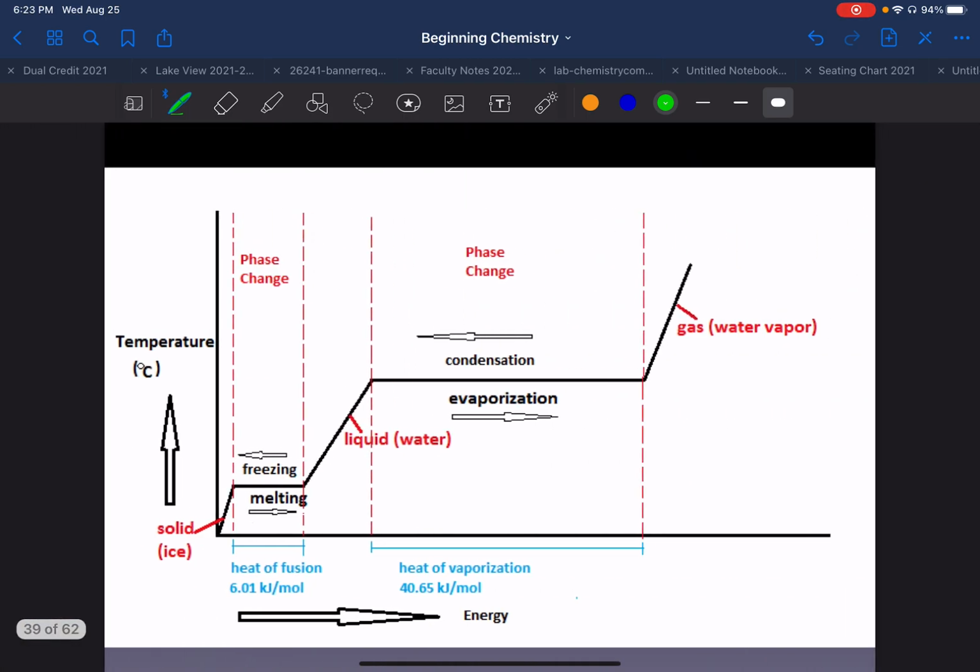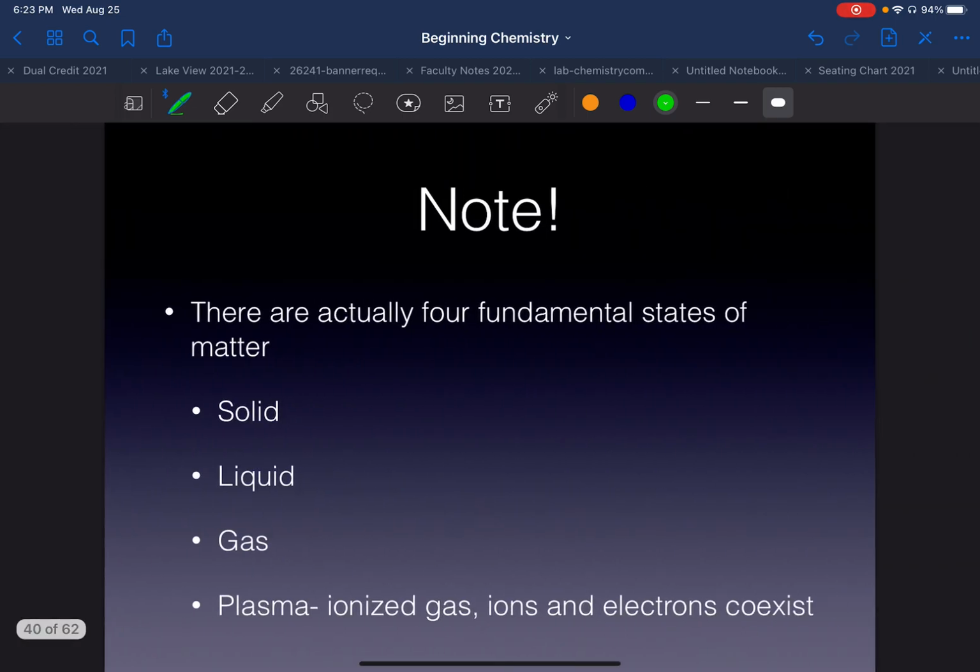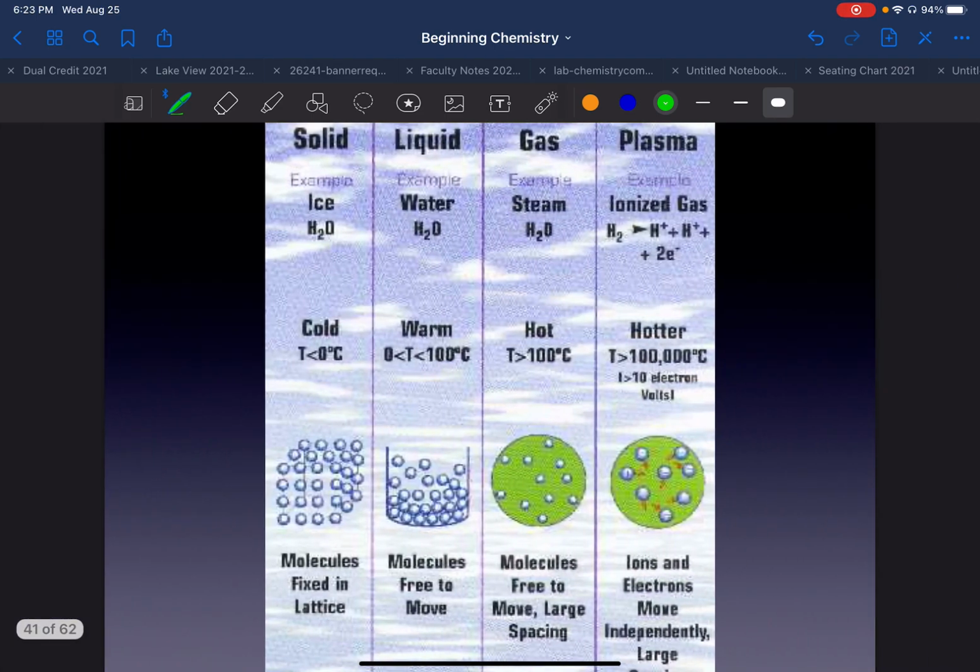And here's that graph again, just another way of showing you the same thing we already did, noting where the freezing and melting is, the phase changes, and so forth. Note there are technically four fundamental states of matter, but we only really play with solid, liquid, and gas as far as high school chemistry goes. The last thing is this chart, which is a nice one because it has solid, liquid, gas, and plasma, and it shows you what the particle representations would be for each one. That's just to give you a visual to help you see what's happening.